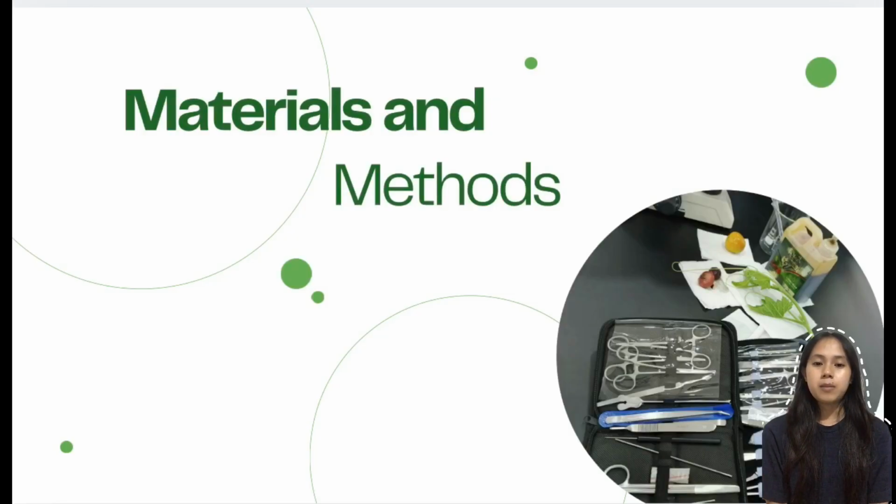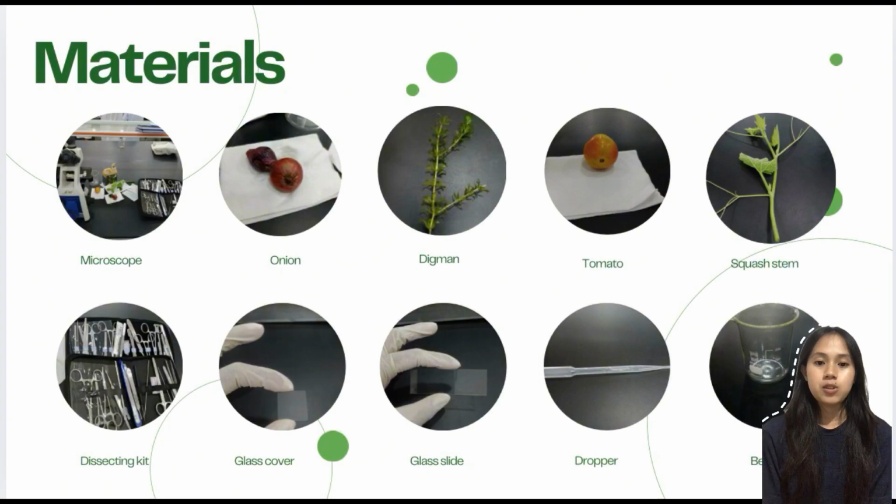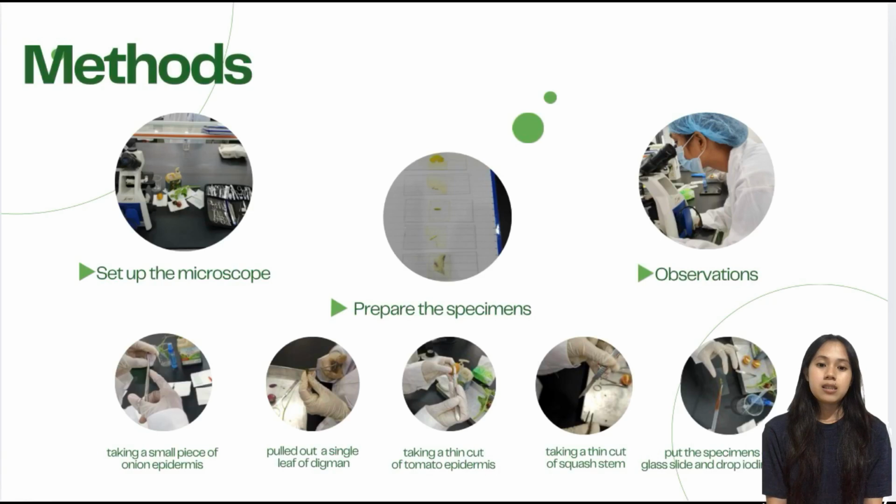For materials and methods, we used the compound light microscope, dissecting kit, glass slides, cover slips, dropper, iodine solution, and the plant samples. For the procedure, we followed these steps: set up the microscope properly, ensuring that the light, mirror, and objective lenses were aligned. Prepare each specimen by taking very thin sections.